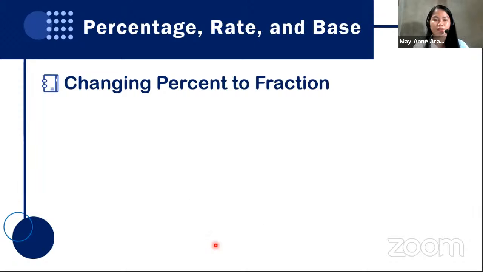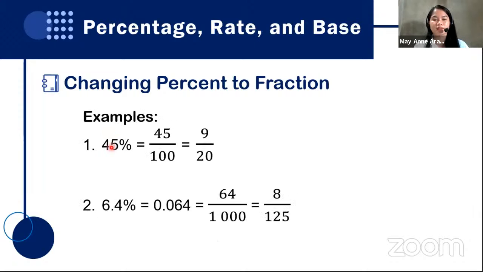Okay, examples. So 45%. So first, since walang decimal dito, just divide this by 100. So 45 over 100, just simplify, both divisible by 5. So 45 divided by 5 is 9. 100 divided by 5 is 20. So you have 9 over 20. 45% is equal to 9 over 20.